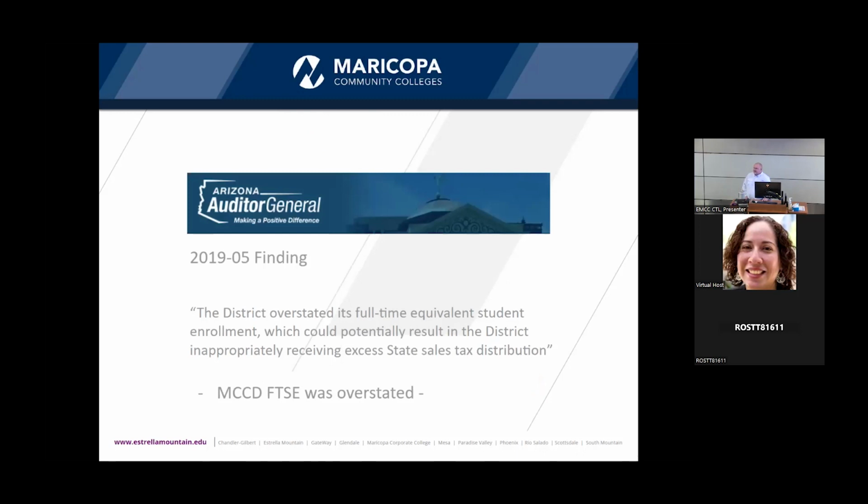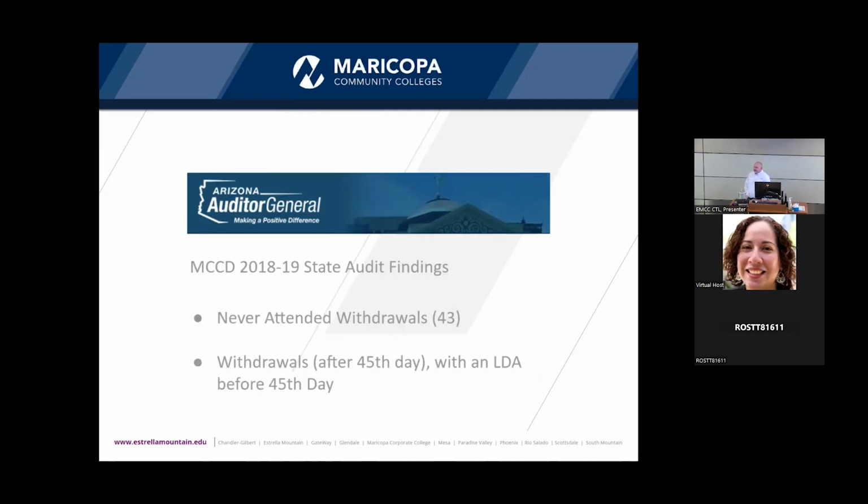So the finding was the district overstated its FTSE, or full-time student equivalent, which could potentially result in inappropriately receiving excess sales tax, because that is part of our funding model. So what happened? Well, this is about 43s, and entering the time frame is so important. So it's not only just about the awarding of financial aid for students, but it's also about the institution potentially receiving money from the state.